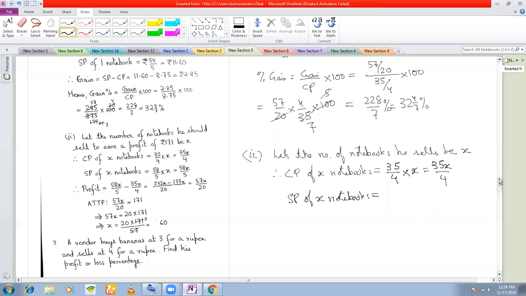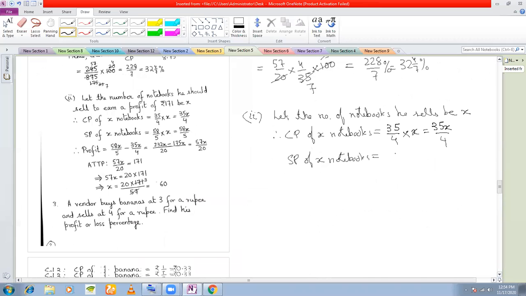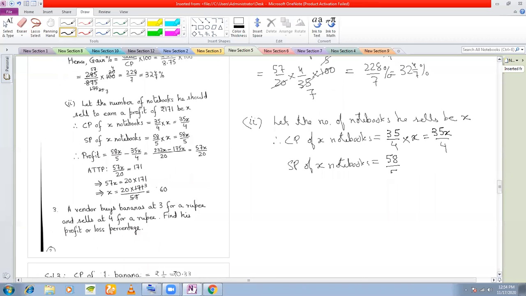If he's selling one notebook at 58 by 5, then X notebooks he must be selling for how much? How much money is he getting on selling X notebooks? 58 by 5 into X, so 58X by 5. And how much profit does he want to make? He wants to make 171 rupees. So what is the profit that he makes from here?